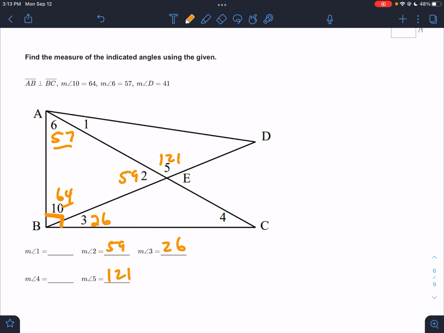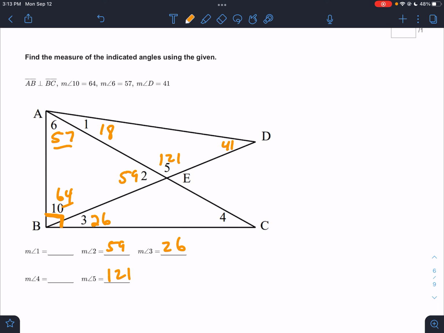Then they tell us angle D is 41 degrees. Well, these three angles make a triangle. So angle 1 would be 180 minus 121 minus 41. So 180, 139. I'm just going to type it down. I don't want to mess up. I get 18 degrees over here.